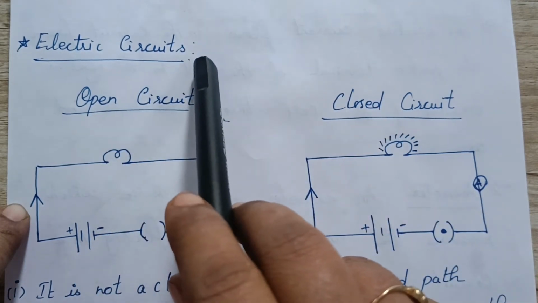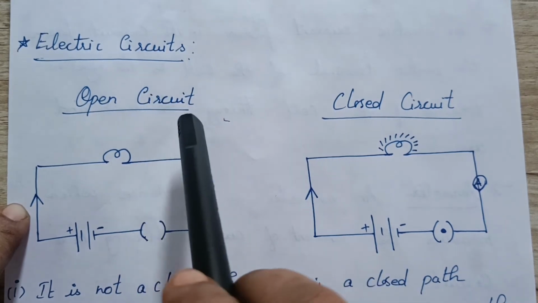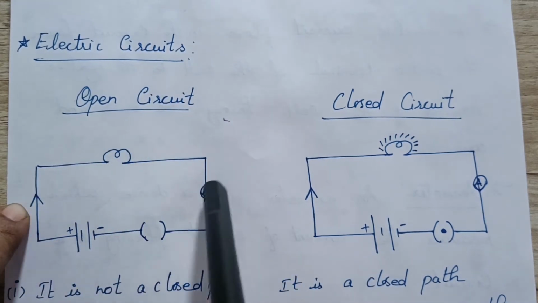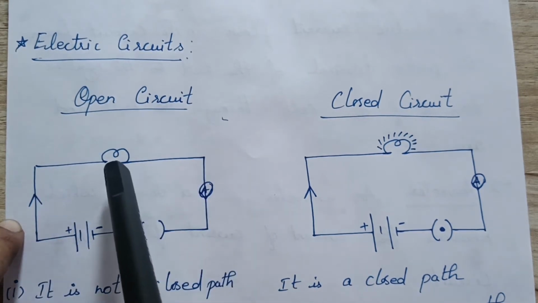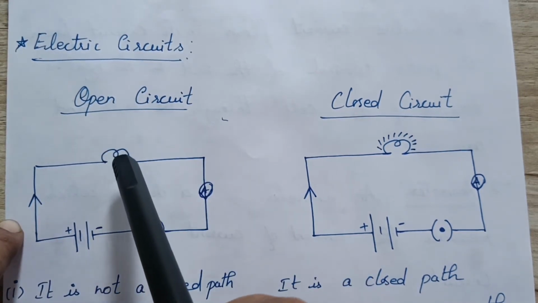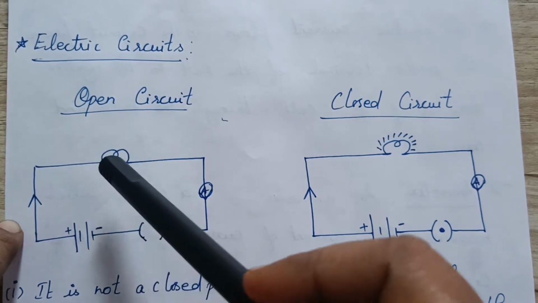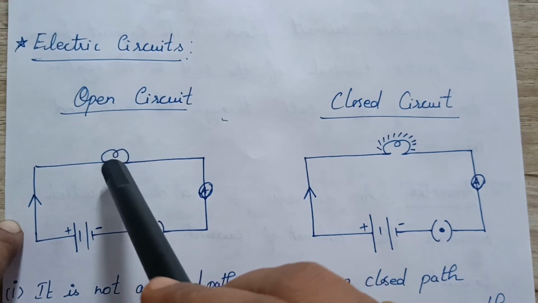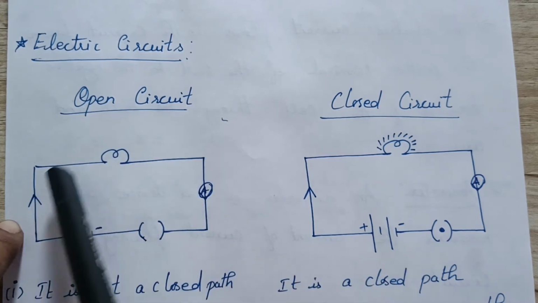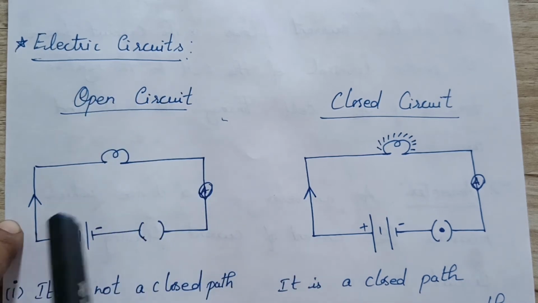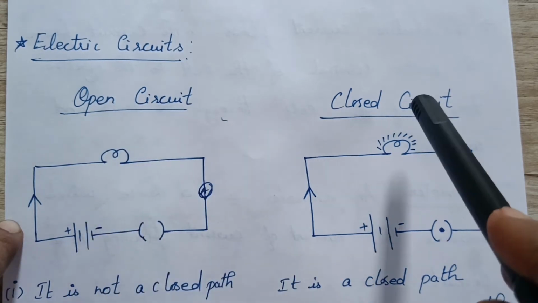So we will usually draw the circuit diagram. The circuit diagrams will contain the components of the electric circuit. Either it may be drawn with the conventional symbol, or some of the parts of the figure component may be shown. So that is your circuit diagram, the schematic diagram of the electric circuit. We have two types of circuits here, open circuit and closed circuit.